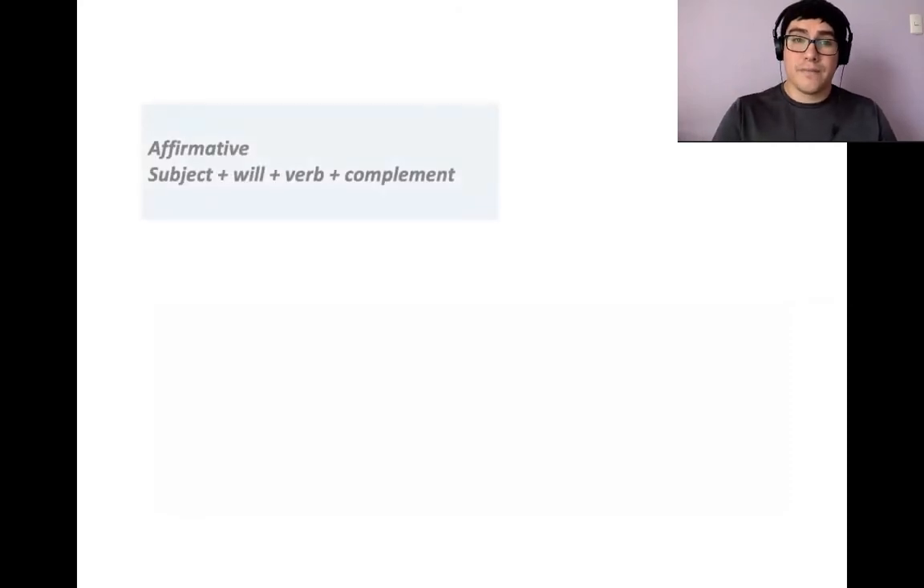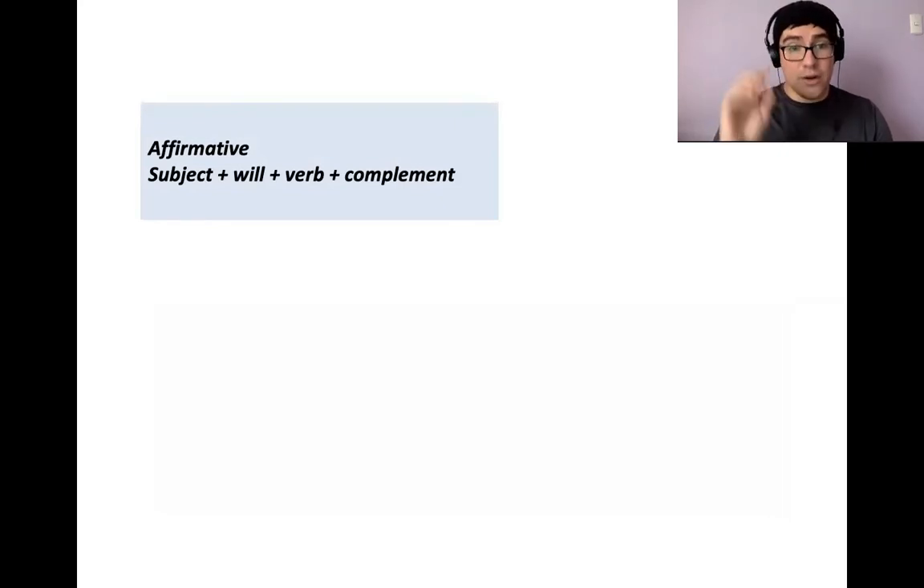So we're going to discuss the affirmative, the negative, and the interrogative to talk about will. The affirmative structure generally starts with the subject, I, you, he, she, the students, the girl, the boy, etc. Then will, the verb, and the complement.